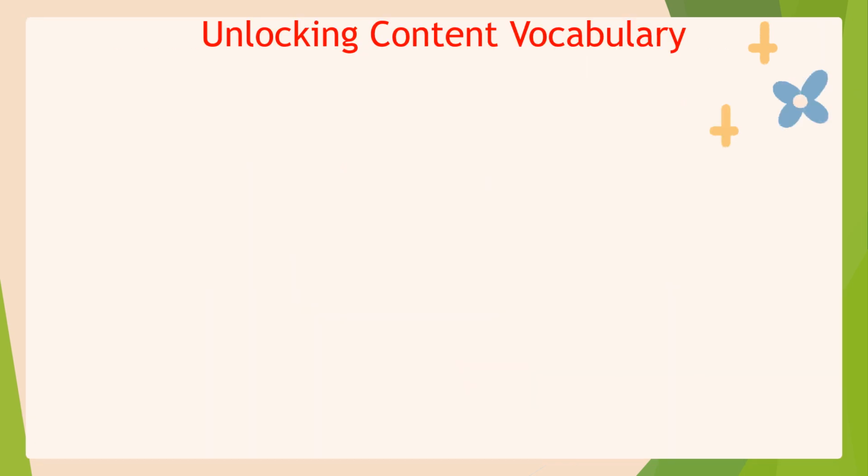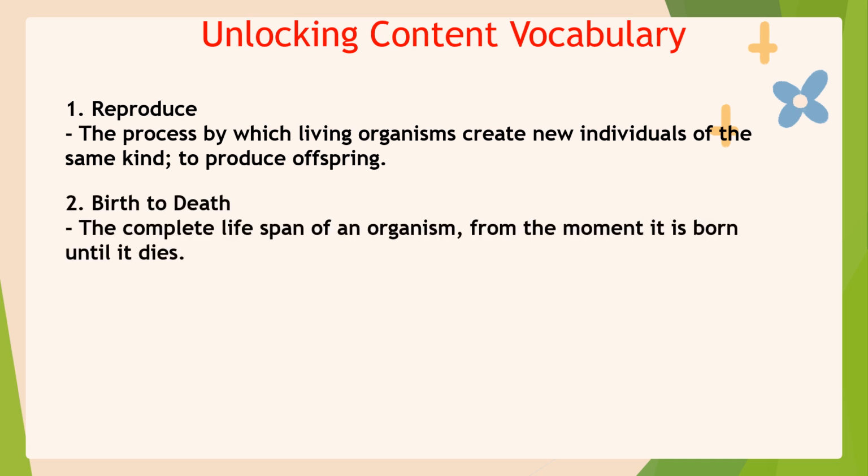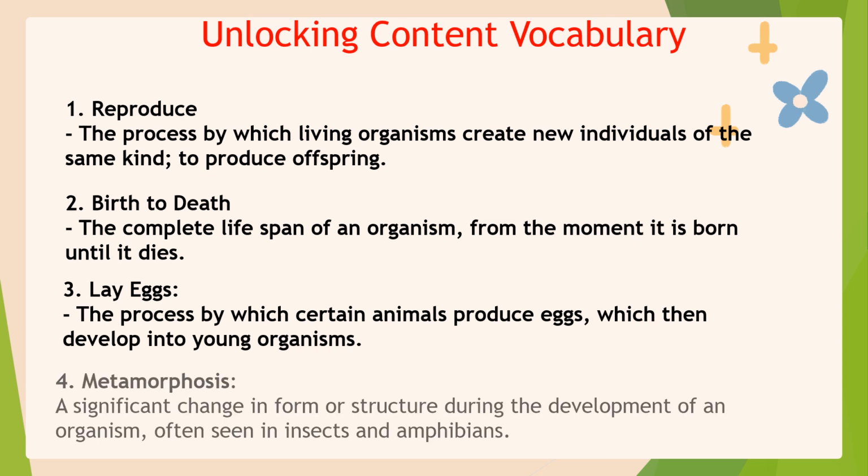But before we dive into our lesson, let's learn some new words that will help us understand the life cycle of animals even better. Number 1, reproduce. It is the process by which living organisms create new individuals of the same kind. Birth to death. It is the complete lifespan of an organism from the moment it is born until it dies. Lay eggs. It is the process by which certain animals produce eggs, which then develop into young organisms.